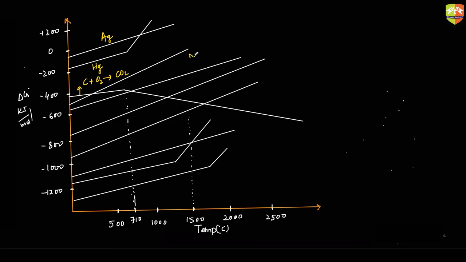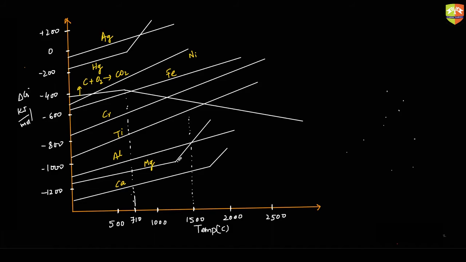This graph is for nickel. This is for iron. This is for chromium. This is for titanium. This is for aluminium. This is for magnesium. And the last one is for calcium.